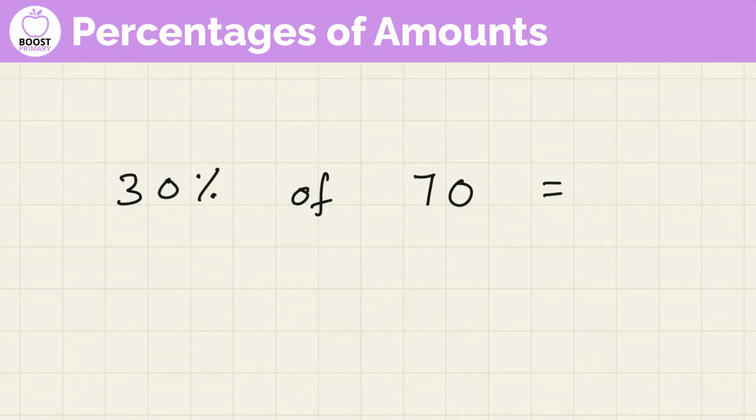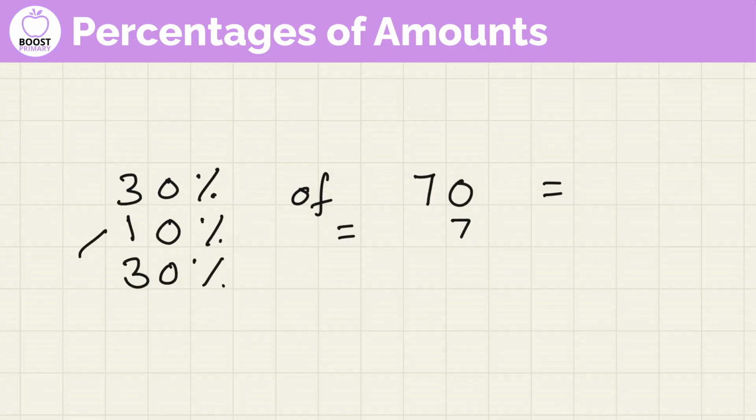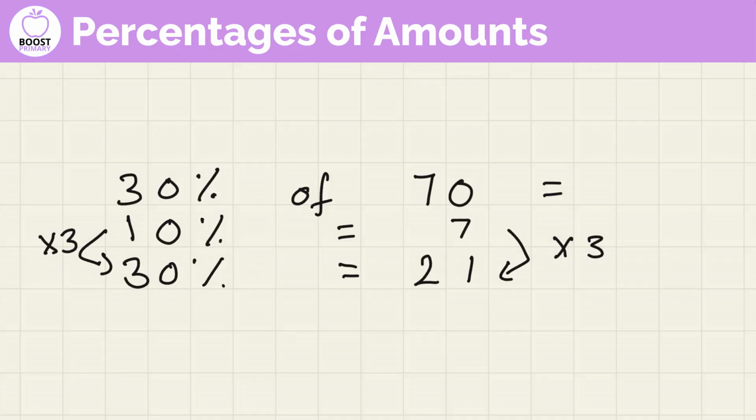The next question is 30% of 70. So start with 10% again. 10% of 70 equals 7. We can then scale that up to 30%. 10% times 3 is 30%. So 7 times 3 is 21. So 30% of 70 is 21.